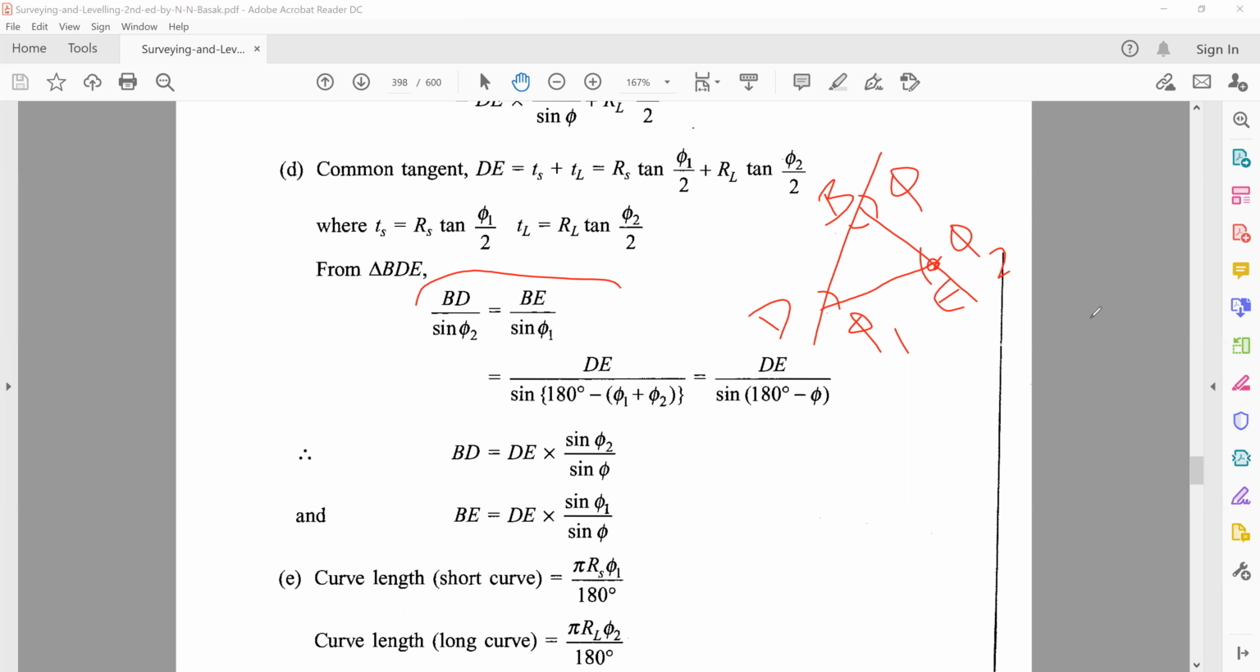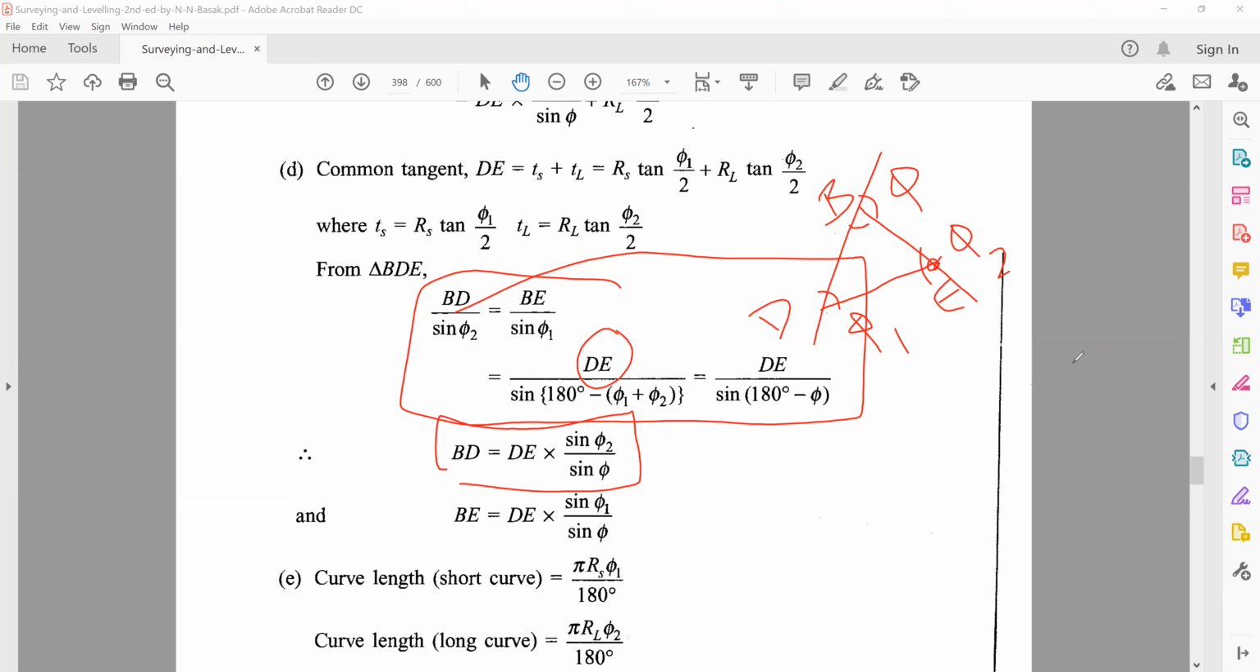So from this relation that we have over here, we can find out BD with reference to DE. So BD would become DE multiplied by sine phi 2 divided by sine of phi. How do we get sine of phi? Because sine of (180 minus phi) is equal to sine phi. So this is a trigonometric identity again.